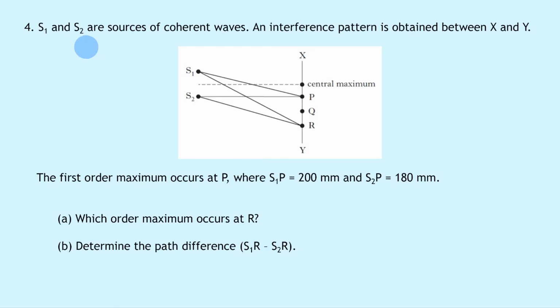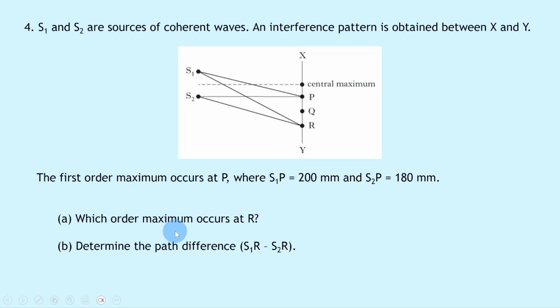Question 4 says S1 and S2 are sources of coherent waves. An interference pattern is obtained between X and Y. So there's our two sources, and there's X to Y. And it says the first order maximum occurs at point P, where S1P equals 200mm and S2P equals 180mm. So there's our central maximum labelled in the middle, then got our first order maximum P, and Q and R are shown there, which are going to be other maxima.